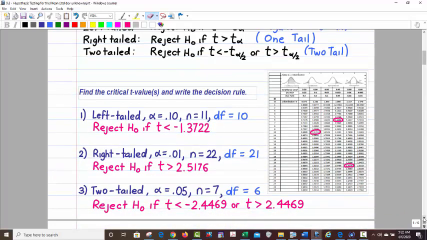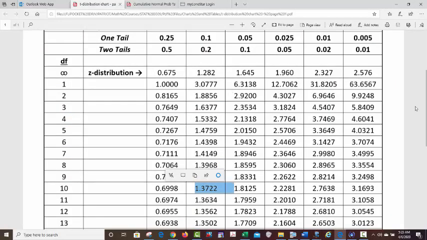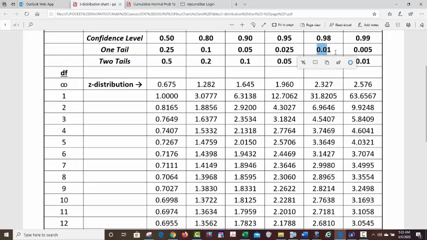All right. Right-tailed test with alpha 0.01, n is 22. So we have 21 degrees of freedom, excuse me. Because it's right-tailed, it's automatically going to start out as reject the H0 if t is greater than some number, and it's going to be the positive value when it's right-tailed. So I want to go to 0.01, one-tailed, 21 degrees of freedom. So 0.01, one-tailed is right here, the next to the last column on the right.